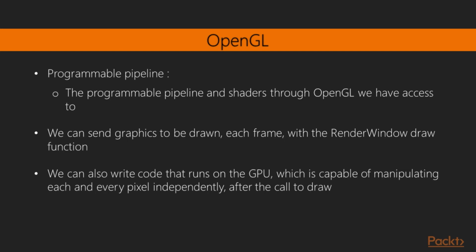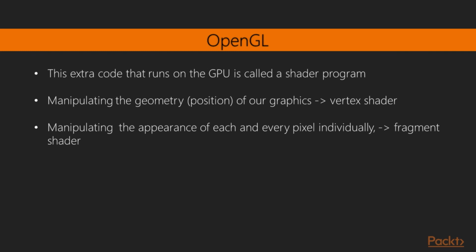The programmable pipeline and shaders. Through OpenGL we have access to what is called a programmable pipeline. We can send our graphics off to be drawn each frame with the render window draw function. We can also write code that runs on the GPU, which is capable of manipulating each and every pixel independently after the call to draw. This is a very powerful feature. This extra code that runs on the GPU is called a shader program.